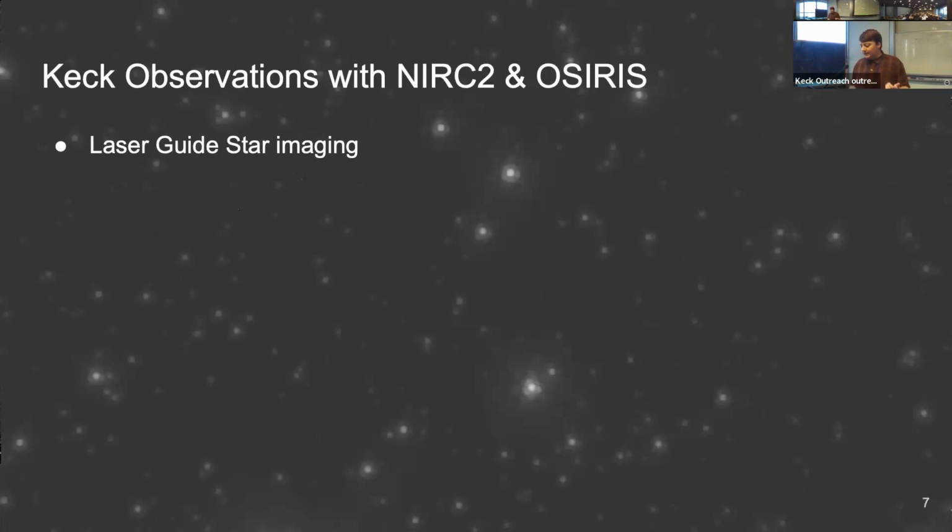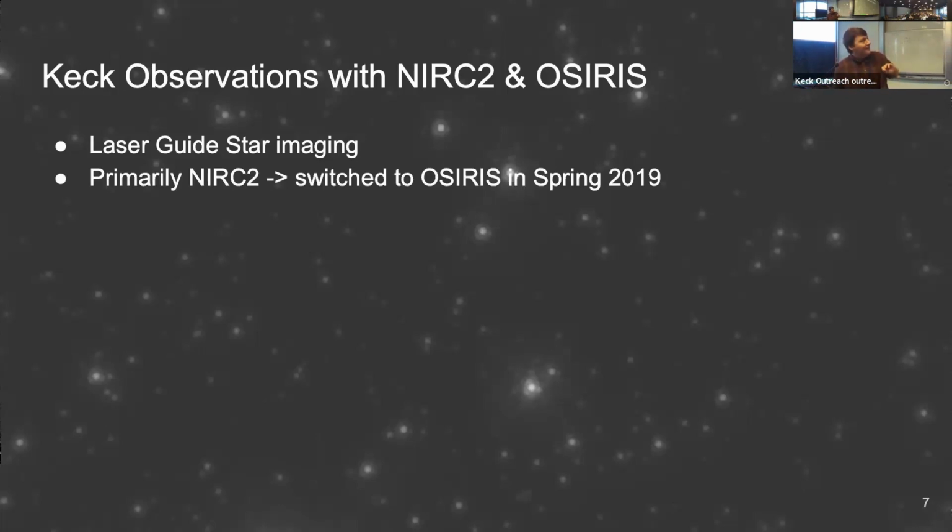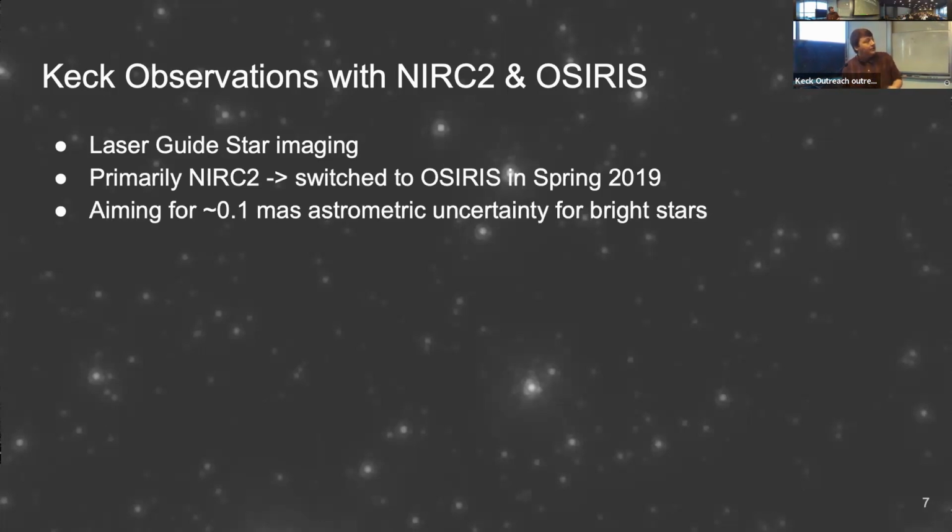So our data is adaptive optics imaging that comes from NIRC2 and from OSIRIS. So we use laser guide star imaging. For reference, most of these targets that we look at are something like a few degrees away from the galactic center. My background here actually is one of our NIRC2 images. And so most of our images come from NIRC2, and then in the spring of 2019, they switched over to using OSIRIS. And what we're aiming for with this imaging is about 0.1 milliarcseconds in astrometric precision for the brighter stars in our images.